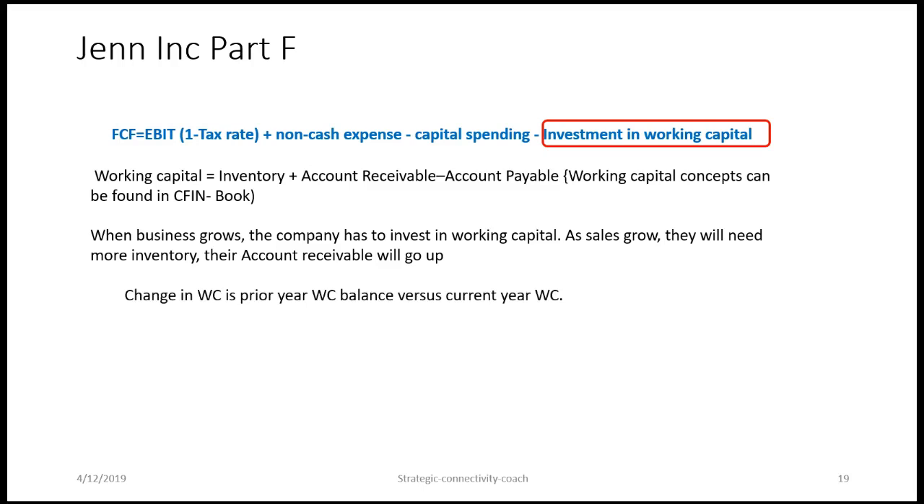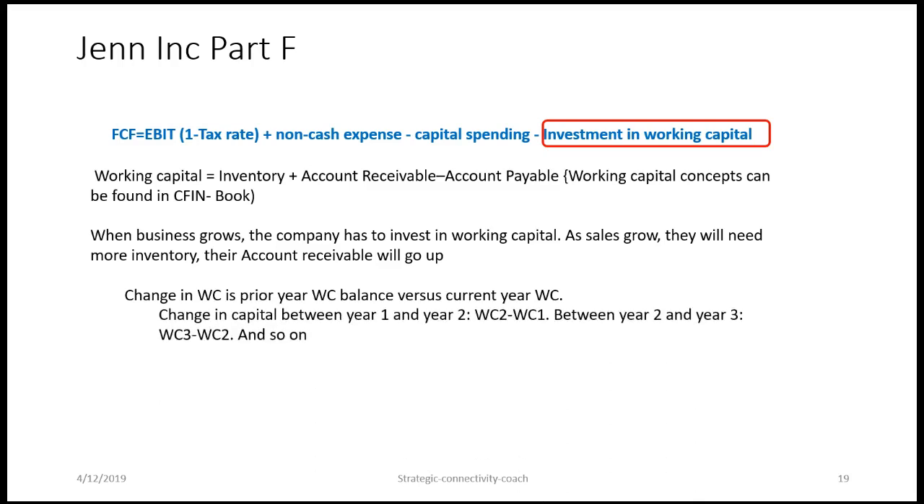And what you're looking for from a free cash flow perspective is how much your working capital is changing year over year. The change in working capital, from prior year to this year, that's what you're looking for. So for example, for the change in working capital between year 1 and year 2, you basically look at working capital in year 2 minus working capital in year 1, and that's your change.